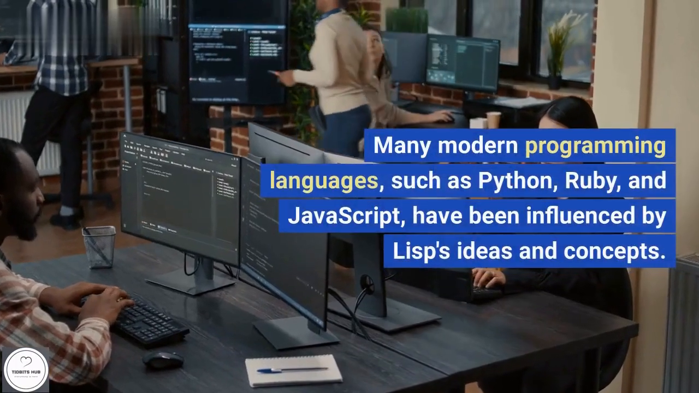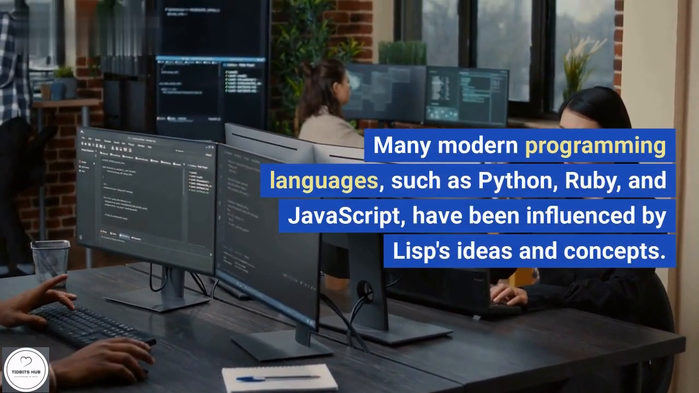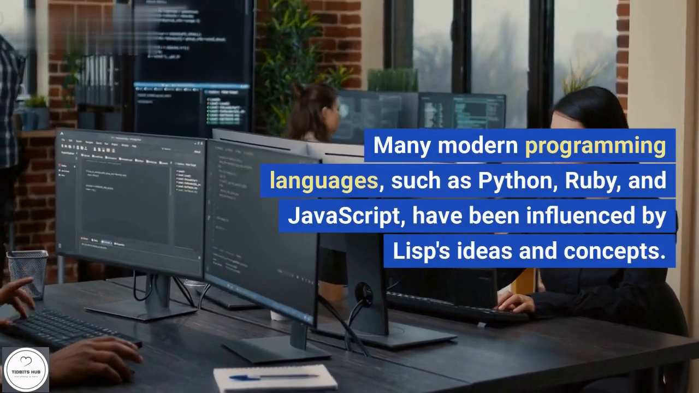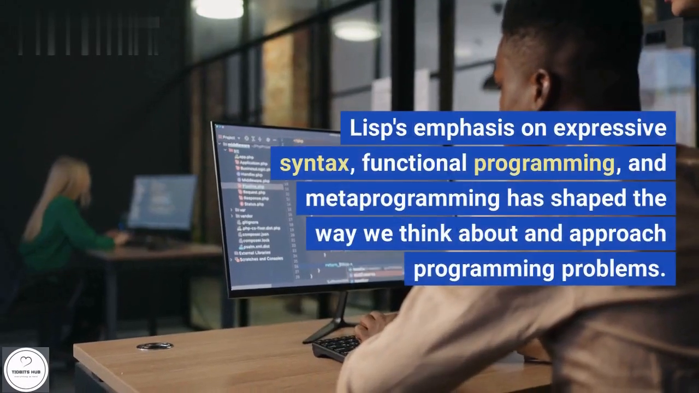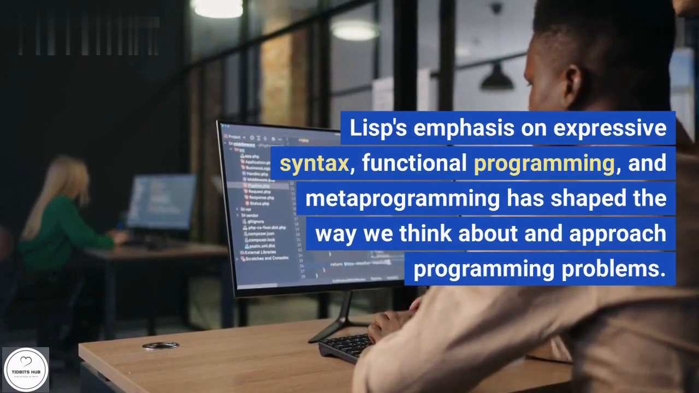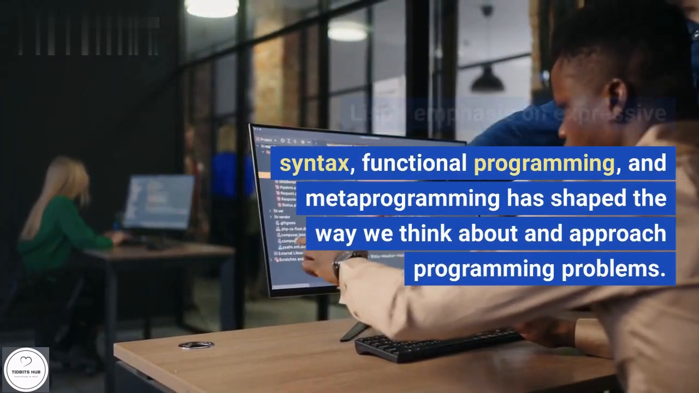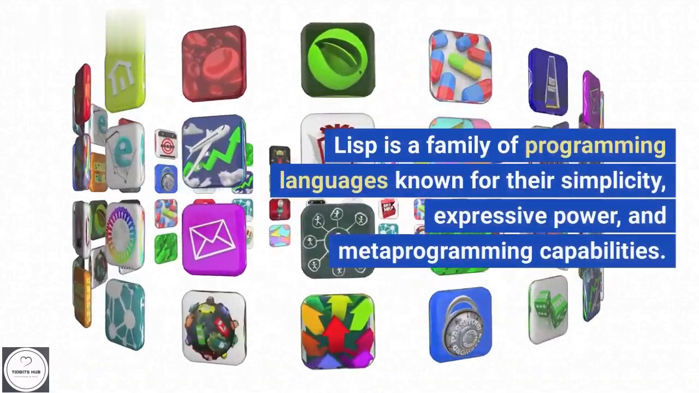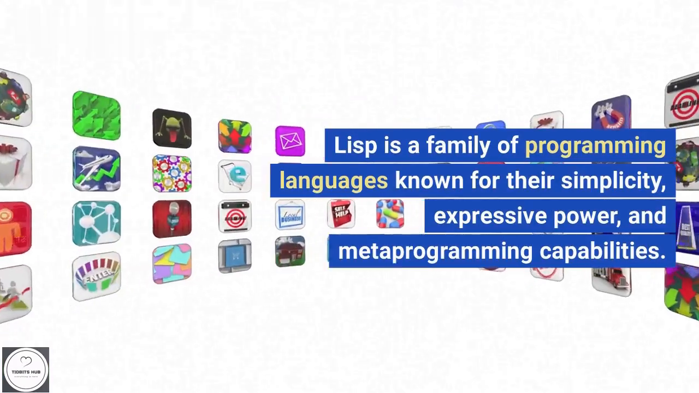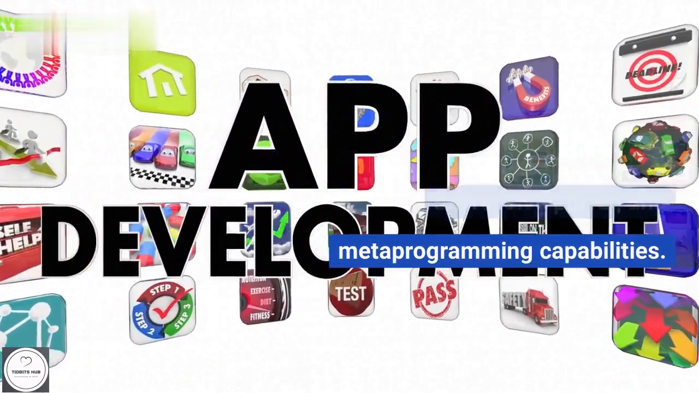Conclusion. Lisp has had a significant impact on the evolution of programming languages and software development practices. Many modern programming languages, such as Python, Ruby, and JavaScript, have been influenced by Lisp's ideas and concepts. Lisp's emphasis on expressive syntax, functional programming, and metaprogramming has shaped the way we think about and approach programming problems. Lisp is a family of programming languages known for their simplicity, expressive power, and metaprogramming capabilities.